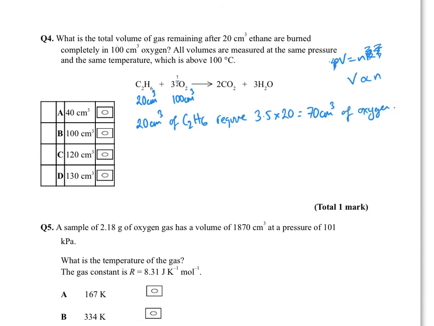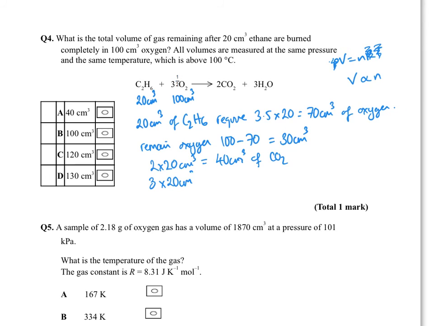It's reacted completely. The amount of oxygen remaining is going to be what we started with minus what's been used up. So we're going to end up with 30 centimetres cubed of oxygen remaining. We're going to have got 2 times 20 centimetres cubed, which equals 40 centimetres cubed of CO2 produced. And we're going to end up with 3 times 20 centimetres cubed, which is 60 centimetres cubed of water produced, because that's the moles ratio.